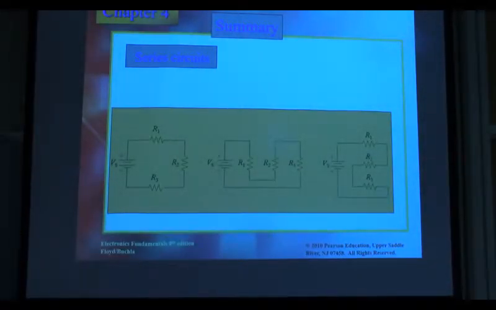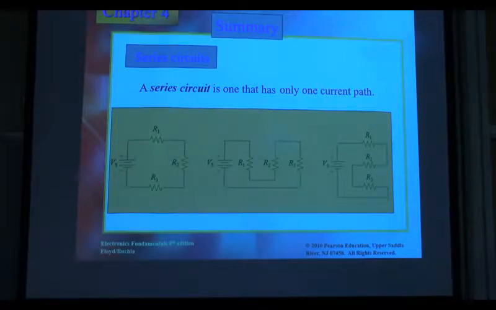A series circuit is one that has only one current path. That means we have only one closed loop. In other words, the current can only flow along one complete path. Look at the first one.